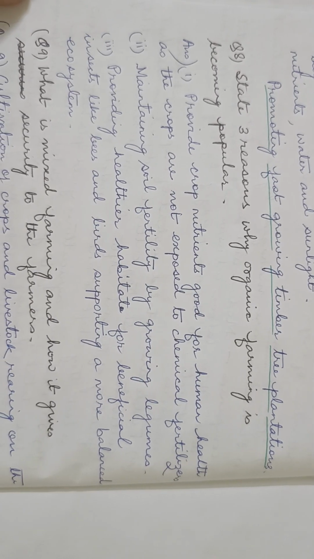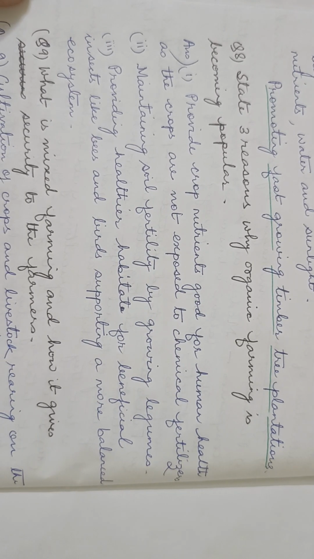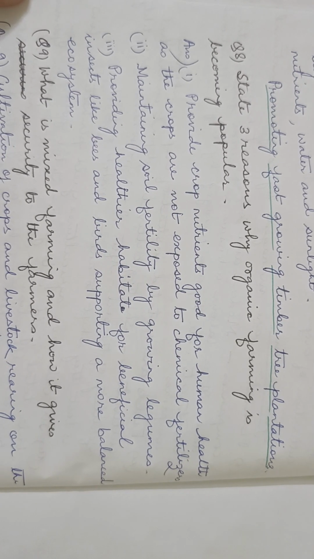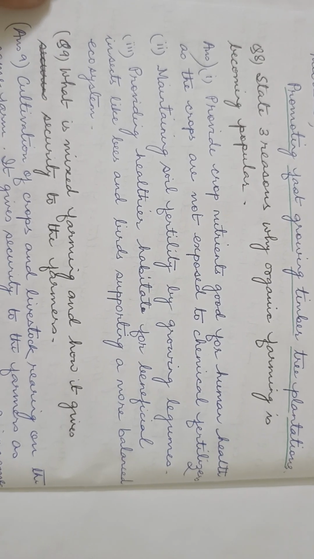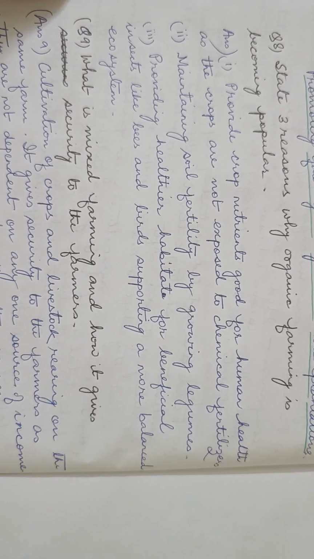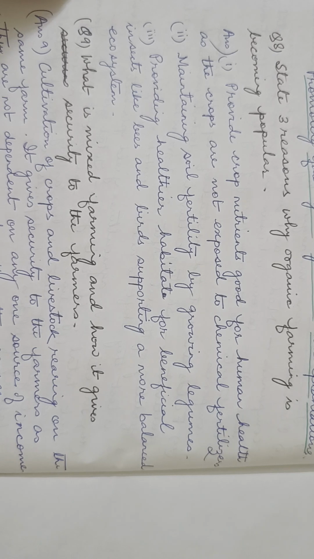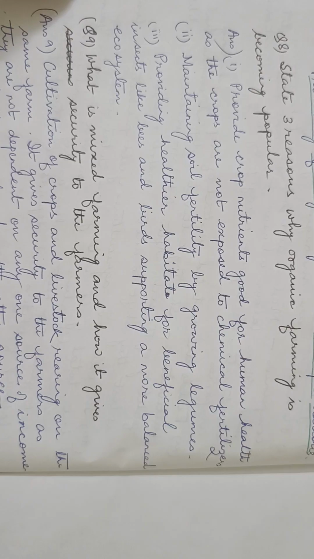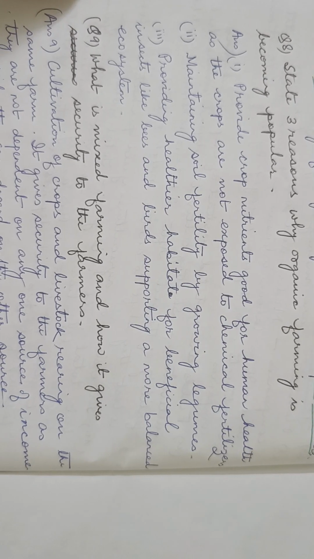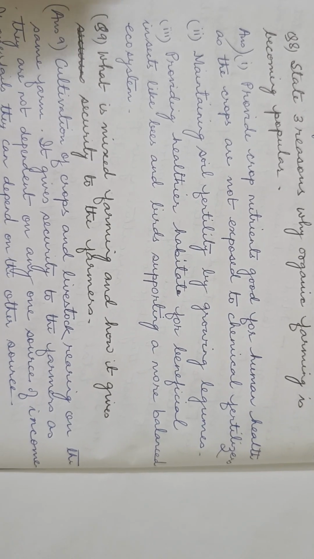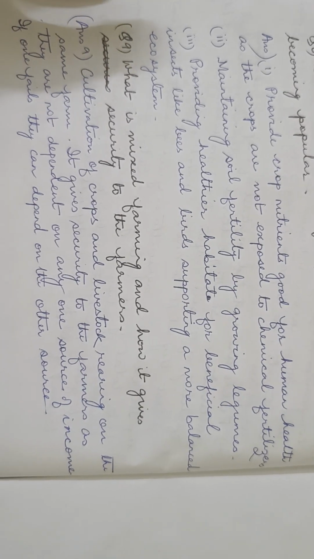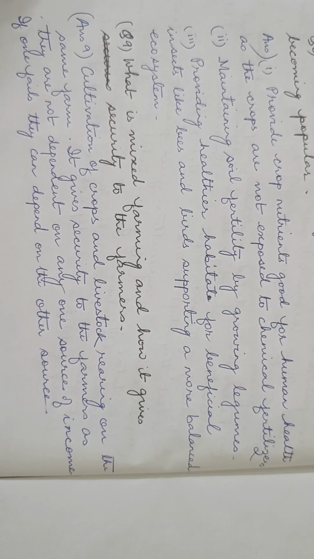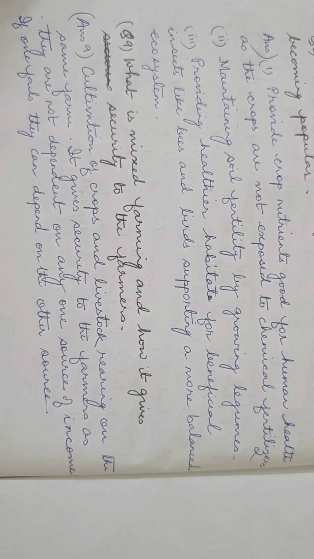Next question, what is mixed farming and how does it give security to the farmers? Mixed farming means cultivation of crops and livestock rearing on the same farm. Now, it gives security to the farmers as they do not have to depend on any one source of income. Suppose one source fails, they can depend on the other source.